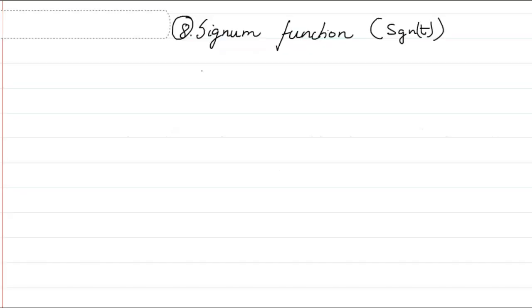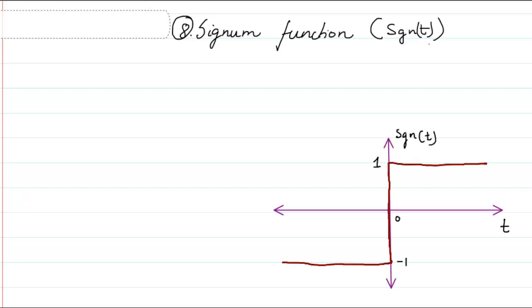Hello students, next let us look at the Fourier transform of the Signum function. We all know that the Signum function can be drawn as this, which is defined as sgn(t) with two values, 1 for t greater than 0 and minus 1 for t less than 0.